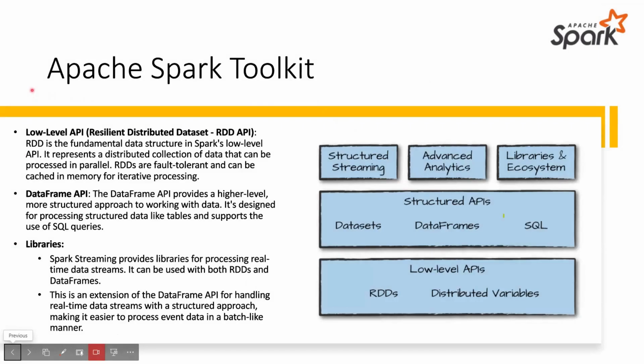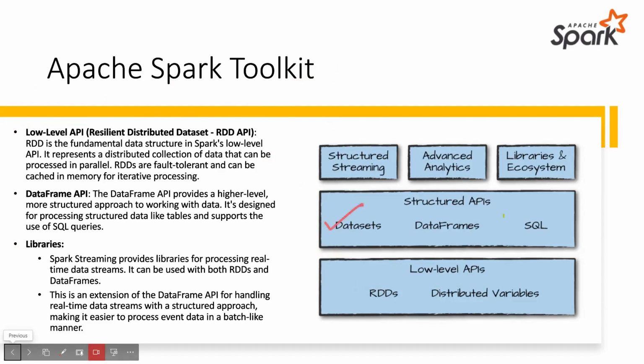So once we have installed Spark in our system, we can now talk about Spark's toolkit. First, we have the low-level APIs called the RDD APIs. RDD is a fundamental data structure in Spark's low-level API. It represents a distributed collection of data that can be processed in parallel. RDDs are fault tolerant and can be cached in memory for iterative processing.